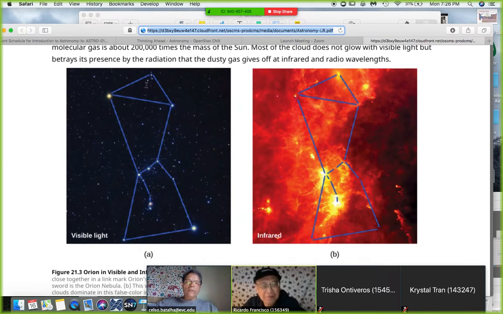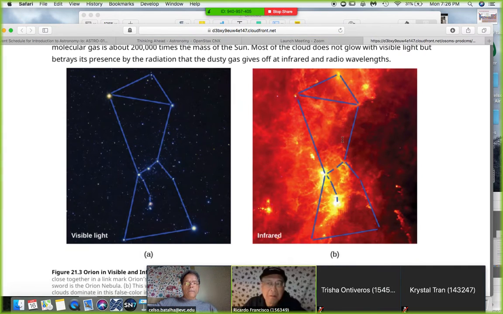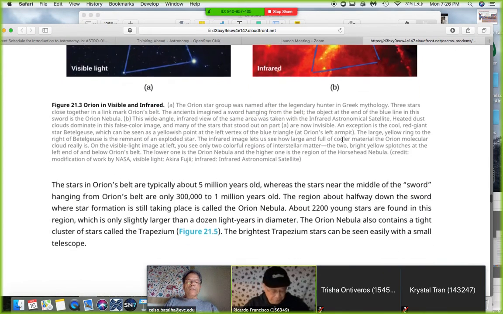All right, so this is Orion, and in fact, if we have microwave technology, or if you go to space and use an infrared detector, that's what has been showing here. So we have clouds all over the place, which indicates this entire region is in fact still populated by the original gas that gave rise to all these stars.